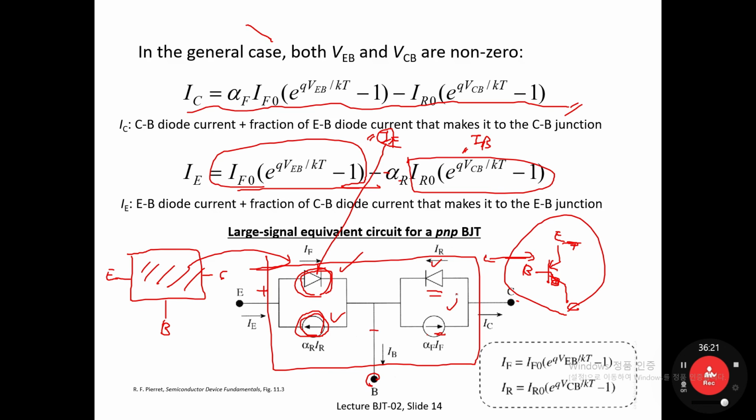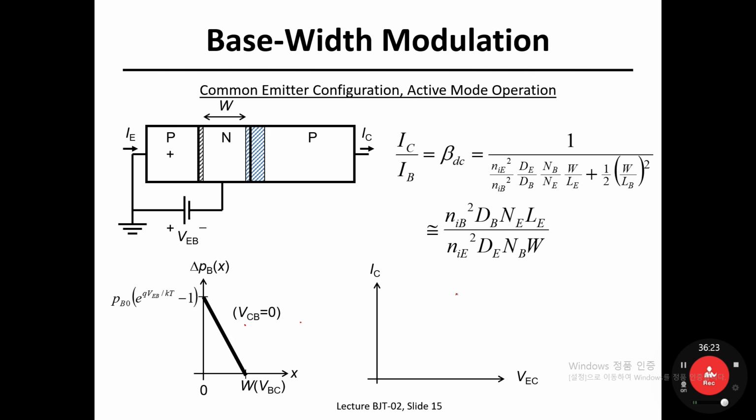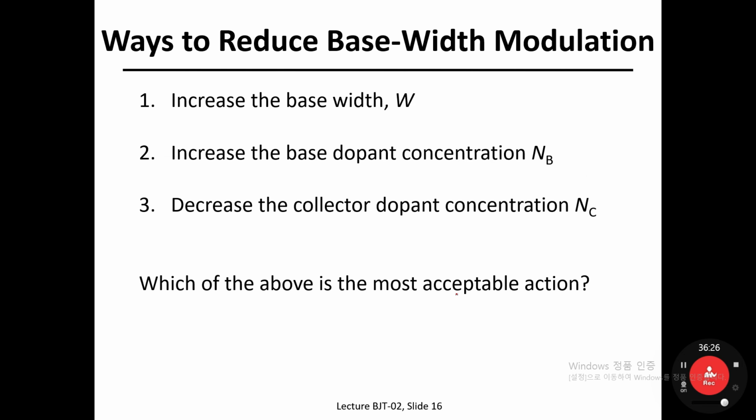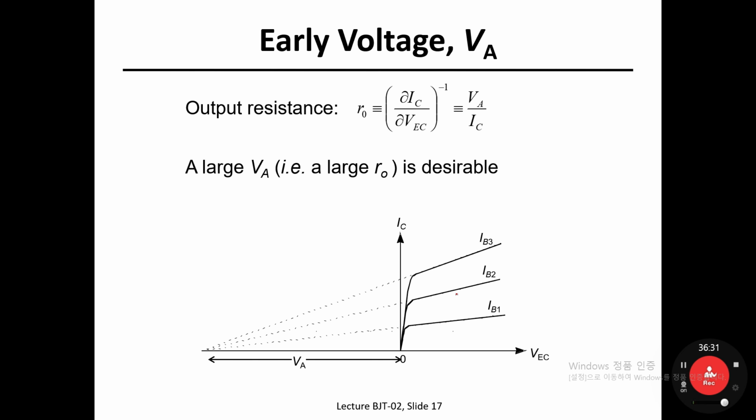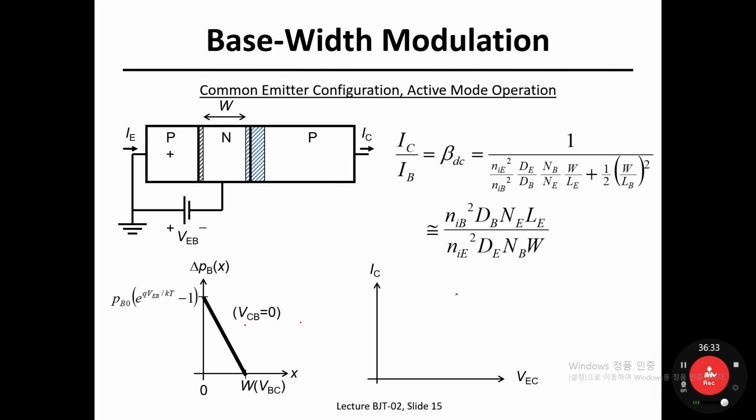In the upcoming video clip, I'm going to explain base width modulation and how to address it with the Early voltage. I guess this part corresponds to the short channel effect in MOSFETs. In a MOSFET, as the channel length has been aggressively scaled down, the transistor becomes non-ideal. The same event happens once the base width is modulated. We are going to learn it in the next video clip.